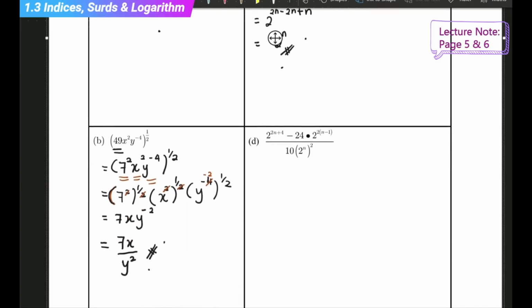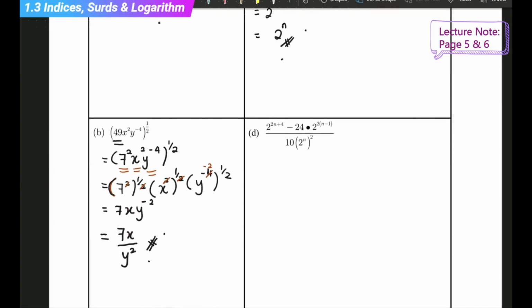Okay. Now we go to the last question, which is question D. For this question, this is a bit trickier, but try to follow as much as you can. How do we solve this? What can we see here? We know that there is 2 to the power of 2 and here also we have kind of the same thing, 2 to the power of n. So we have 2 to the power of 2 and 2 to the power of 2n as well here. So the idea is we need to simplify it in terms of 2 to the power of 2n. Okay, try to simplify first.